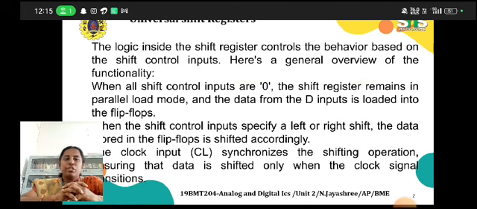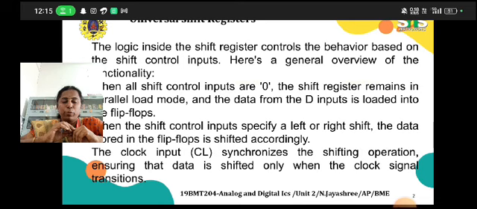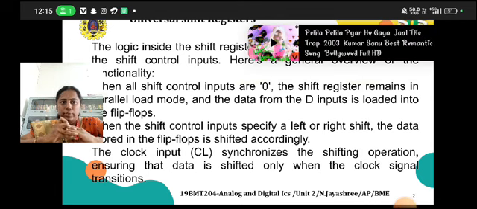When the shift control inputs specify a left or right shift, the data stored in the flip-flops is shifted accordingly. The clock input CLK synchronizes the shifting operation, ensuring that data is shifted only when the clock signal transitions. So when all the shift inputs are 0, the register remains in parallel load operation. When the shift input says left or right, the data in the flip-flops is shifted accordingly.